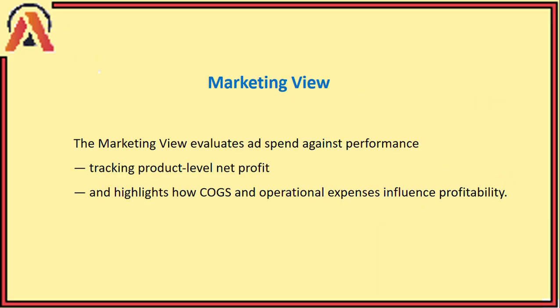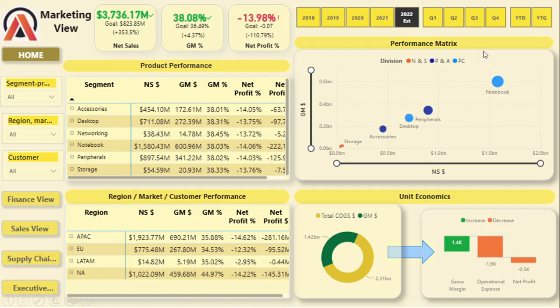Now we'll go to the marketing view, where I have tried to capture and track product-level net profit and highlight how COGS and operational expenses influence profitability. So this is my marketing view. Here you can see the product with higher demand and higher sales is notebook, followed by peripherals. Here I've given product-wise performance, and here I have given the region-wise performance.